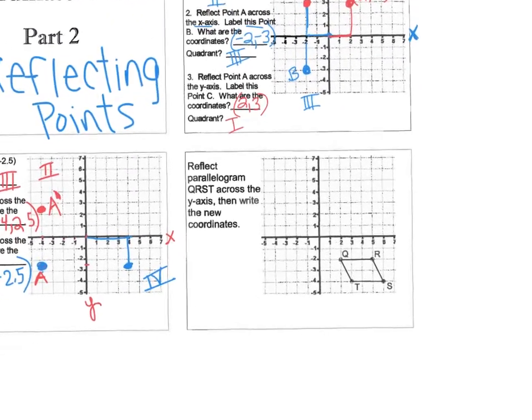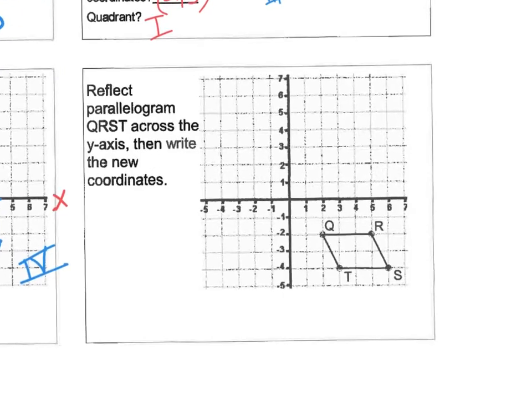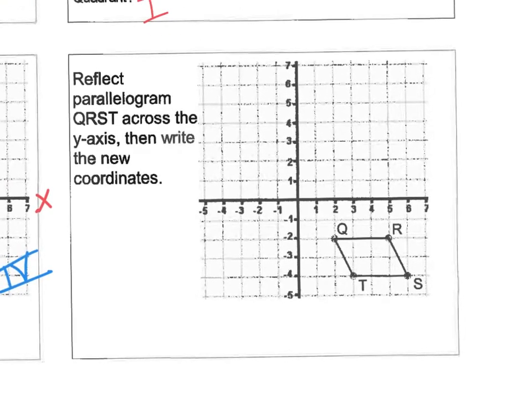Reflecting points. All right, so for this last one, I'm going to let you do this one on your own here. It says reflect the parallelogram QRST across the y-axis. Okay, so remember this is the y-axis, and then you're going to write the new coordinates. So when you reflect an entire shape like this, you want to do 1 point at a time. So Q is at 2, negative 2. The new point Q will be at negative 2, negative 2. And then label it Q prime.